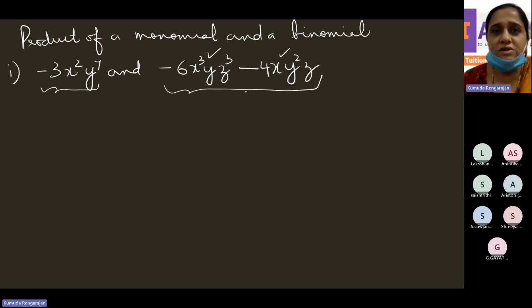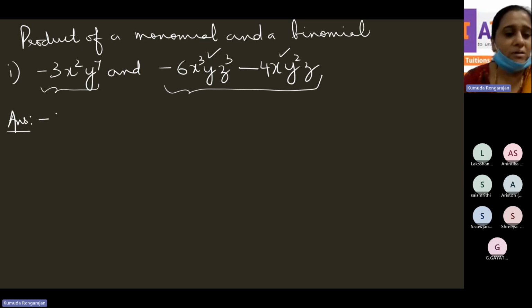This one is a binomial. The second expression is a binomial. The first expression is a monomial. So we have to find the product of this monomial and this binomial. So how do you get started? What's the first step?